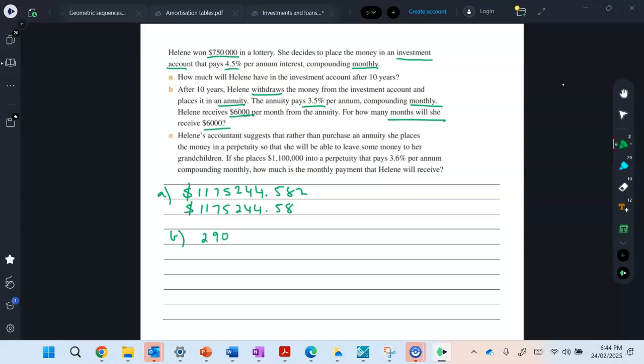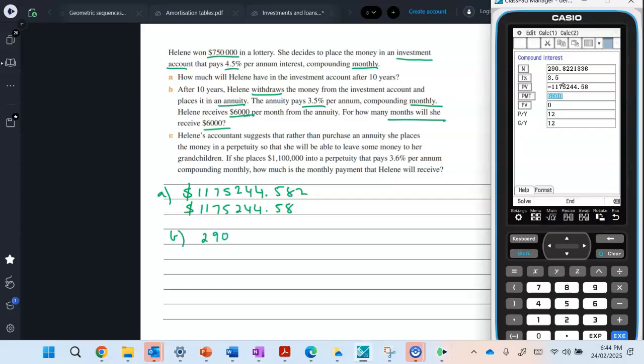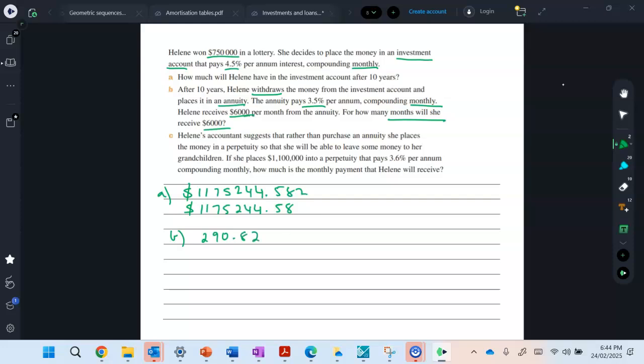All right, so let's just write that number. What was it? 290.82. So for 290 months she receives $6,000, and then for the last month, the 291st month, she'll receive less than that. But the question asks, how long will she receive $6,000? All right, Helene's accountant suggests that rather than purchase the annuity, she places the money in a perpetuity.